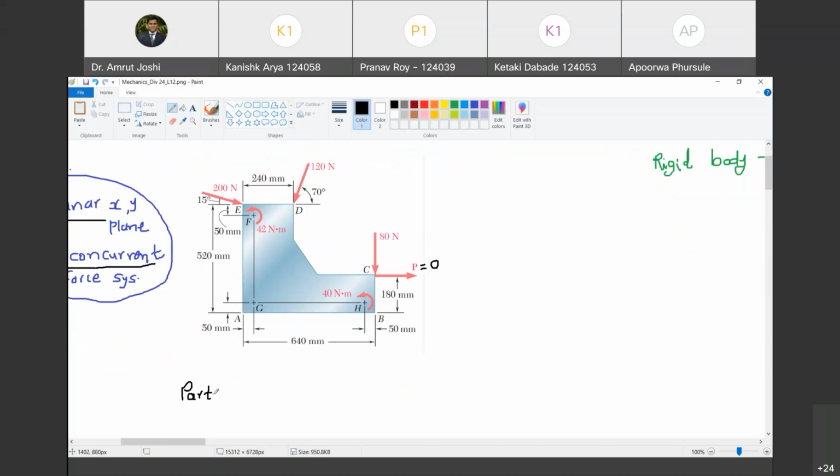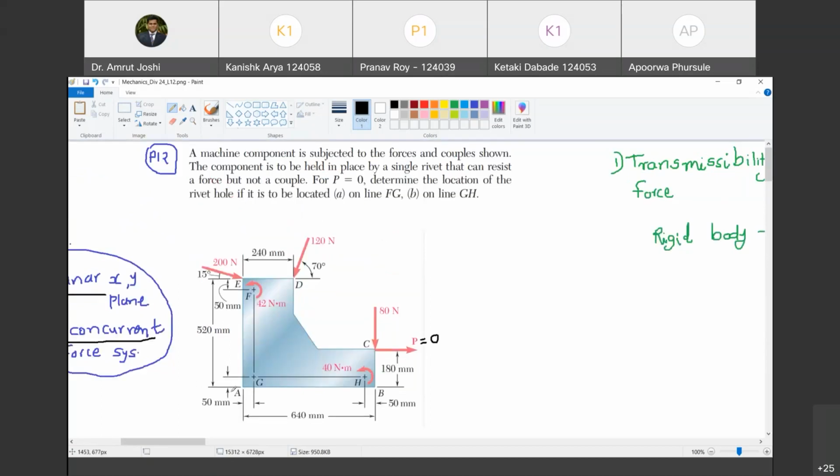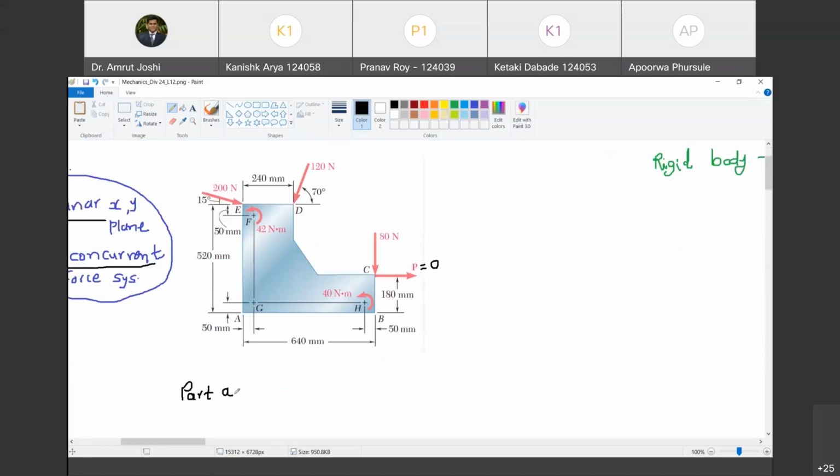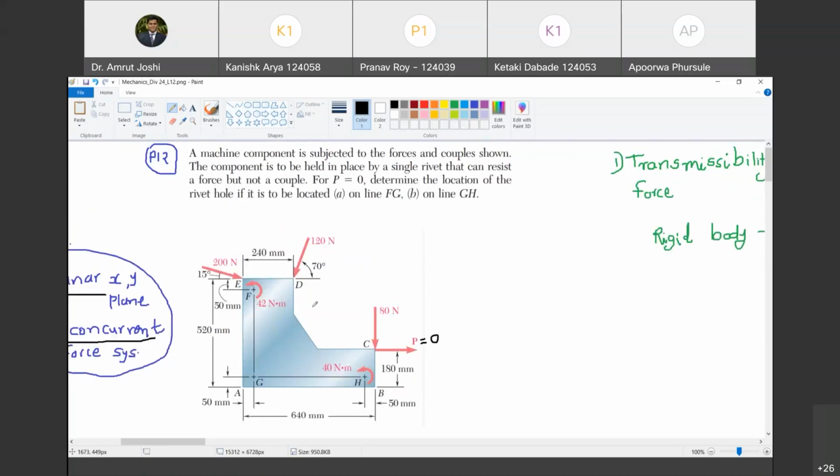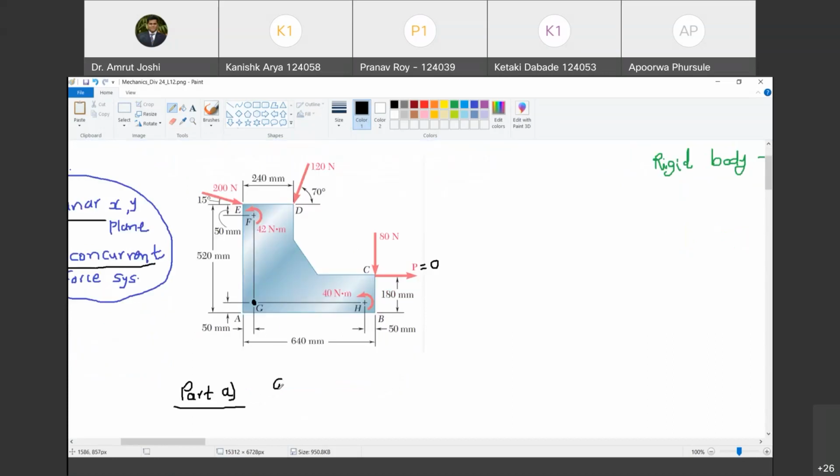And to solve part B, I am going to tell you there are two methods. We will solve part B by both the methods. But part A needs to be solved using the traditional method. And what is the traditional method? Along line FG, first of all, I have to assume the origin. Are you with me? Yes, sir. So let me assume G as the origin for our case. Are you with me? Yes, sir.